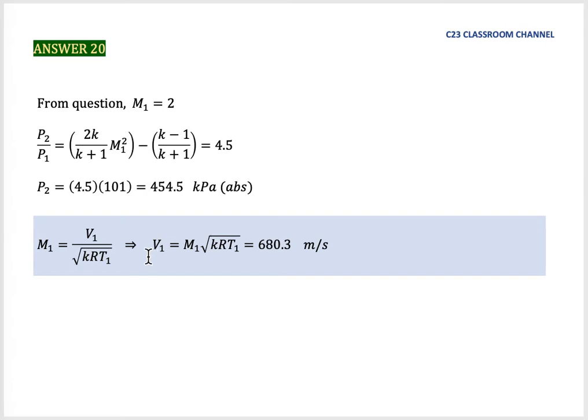To calculate velocity before the shock wave, we could use the equation for Mach number as this one. We could rearrange this equation and it becomes V1 equal M1 times the square root of kRT1. We substitute all the parameters here. We could get that velocity before the shock wave is equal to 680.3 meter per second.